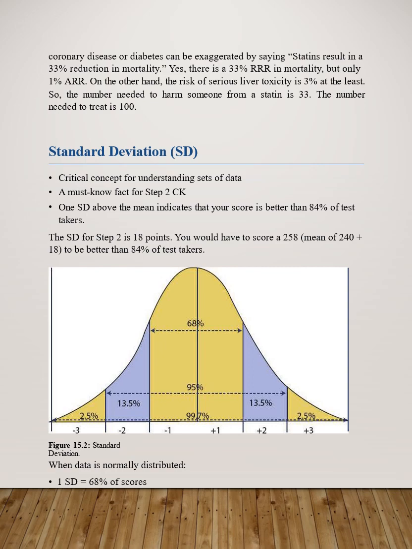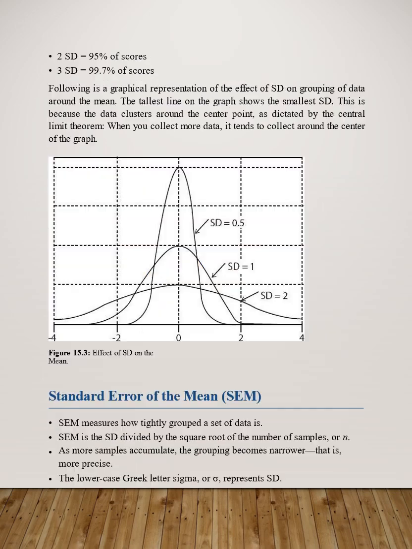And when the data is normally distributed, number 1 SD equals 68% of the scores. Let's go to the next slide. Slide number 5. 2 SDs, this is 95% of the scores. 3 SD is 97.7% of the scores. Following is the graphic representation of the effect of SD on the grouping of the data around the mean. The tallest line in the graph shows the smallest SD.